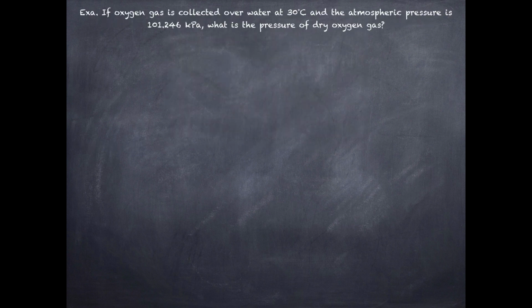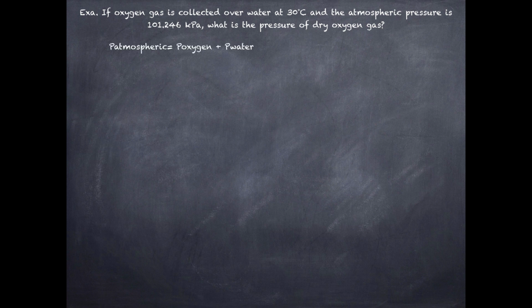So let's look at an example. So here it says if oxygen gas is collected over water at 30 degrees Celsius and the atmospheric pressure is 101.246 kilopascals, what is the pressure of dry oxygen gas? So that is my first step here, okay?